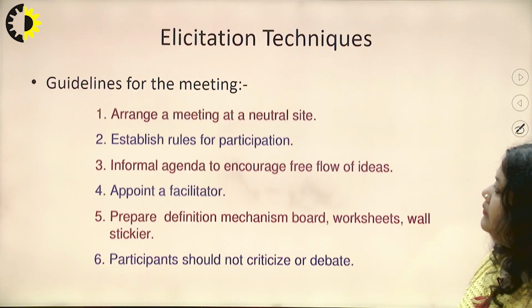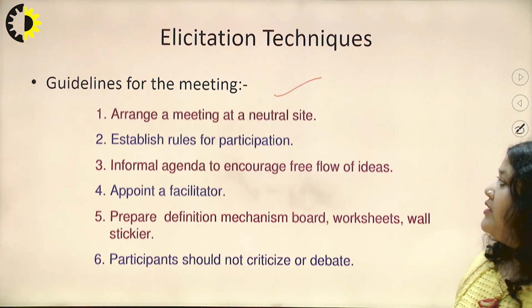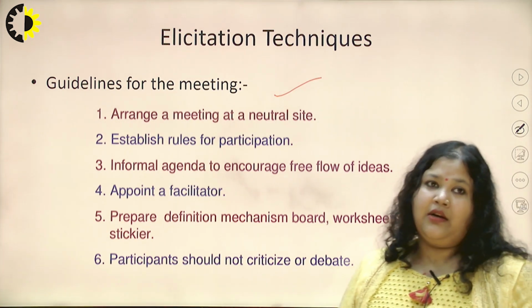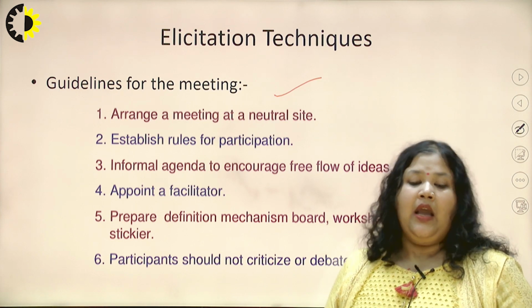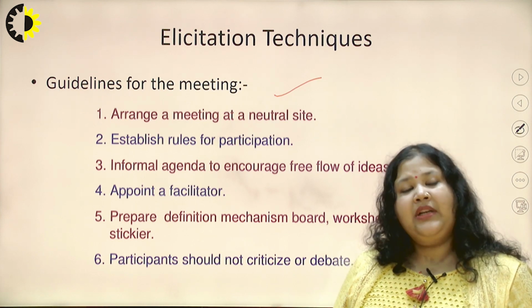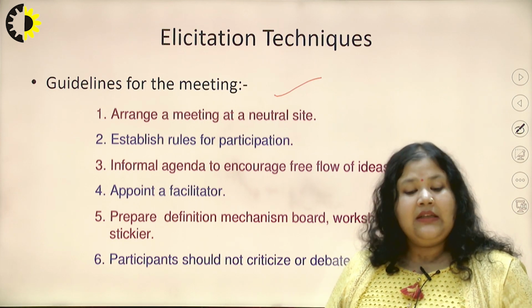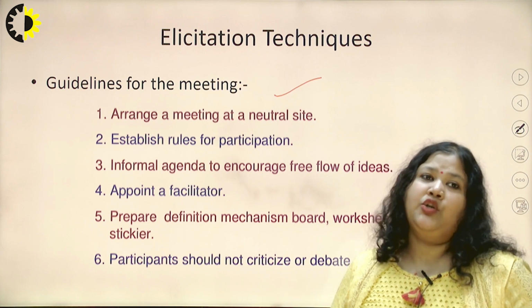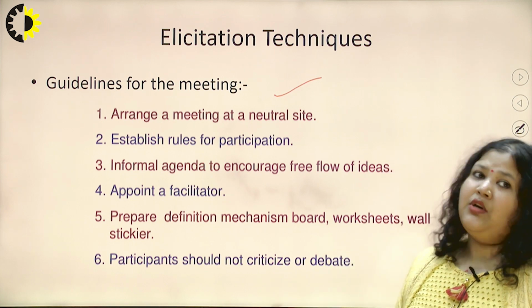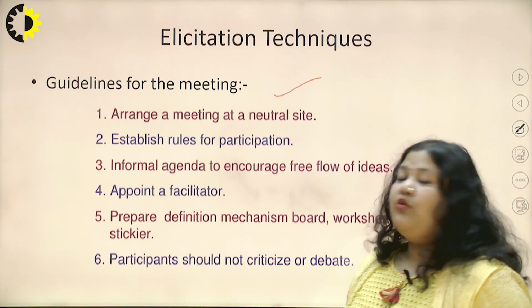So the basic guidelines for the meetings. First is to arrange a meeting at a neutral site, meaning anyone has the responsibility for the agenda of the meeting. Everyone knows the agenda, everyone discusses the need of that particular problem, everyone knows the solution of that problem, but the solutions may differ. Second is to establish the rules for participation.